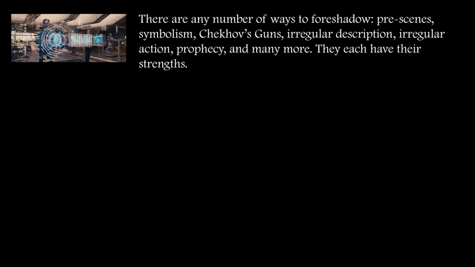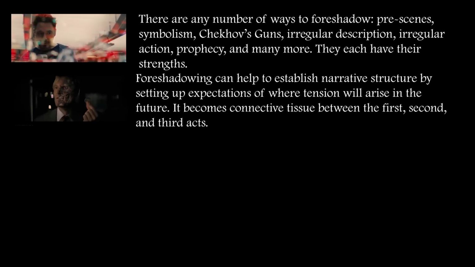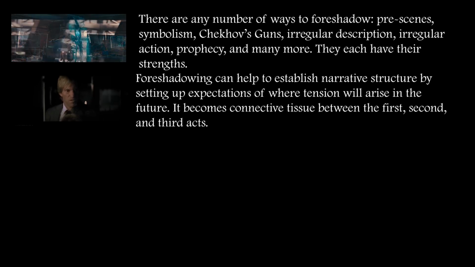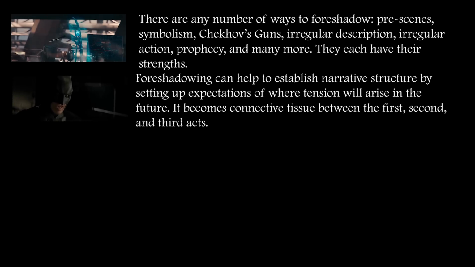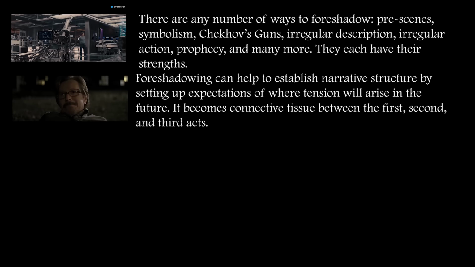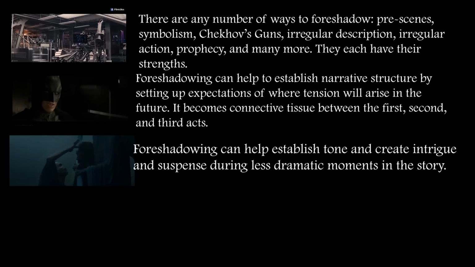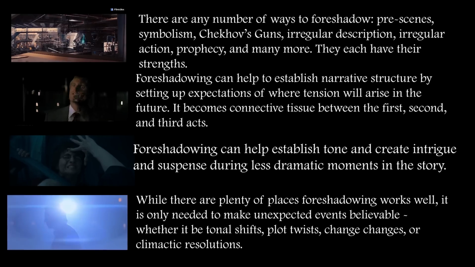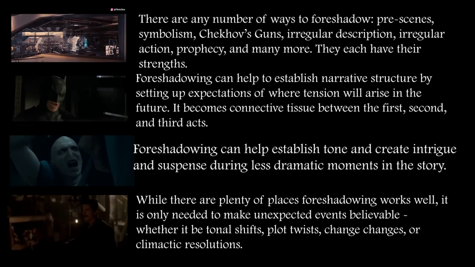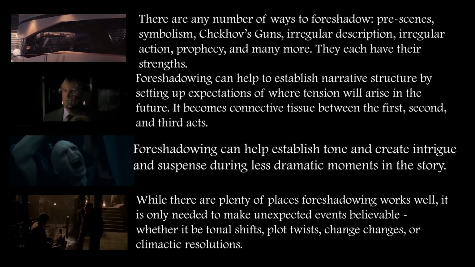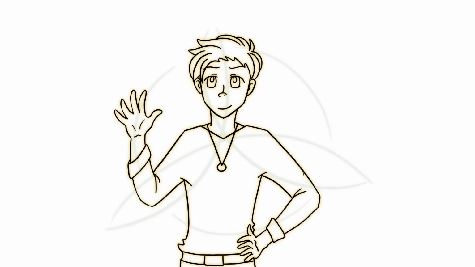1. There are any number of ways to foreshadow: pre-scene, symbolism, Chekhov's guns, irregular description, irregular action, prophecy, and many more. They each have their strengths. 2. Foreshadowing can help to establish narrative structure by setting up the expectations of where the tension will arise in the future. It becomes connective tissue between the first, second, and third acts. 3. Foreshadowing can help establish tone and create intrigue and suspense during less dramatic moments in the story. And 4. While there are plenty of places foreshadowing works well, it is only needed to make unexpected events believable, whether it be tonal shifts, plot twists, character changes, or climactic resolutions. But that is all from me.